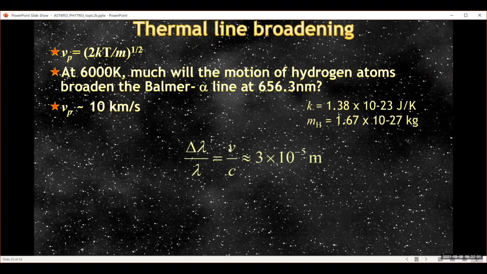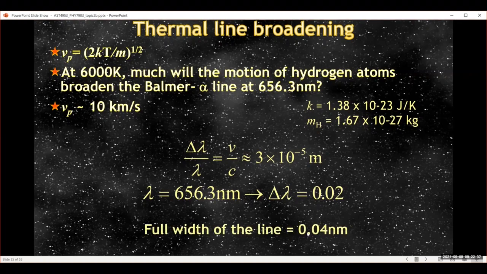And so now we can plug this in and say the change in lambda compared to lambda is given by v over c, which gives us a relative change of 3 times 10 to the minus 5 for the ratio of the change in lambda to lambda. So if we put in the red line color, the 656 nanometers, and multiply it by this term, we find that we have a 0.02 nanometer shift. And remember, it has to go to the blue and the red. So the full width of the line is going to be 0.04 nanometers. You can see that's a small number compared to the wavelength, so it should look fairly sharp, depending on the resolution of our instruments.